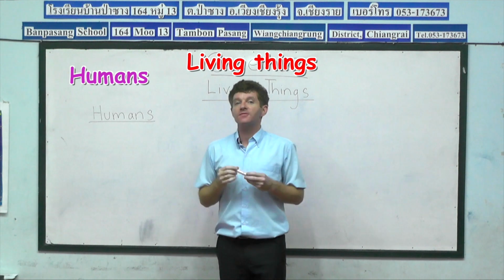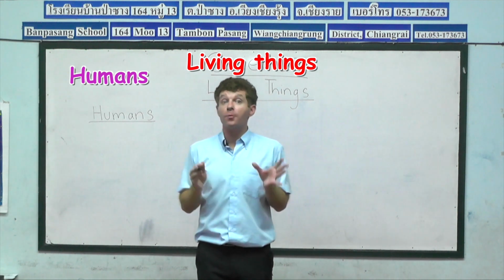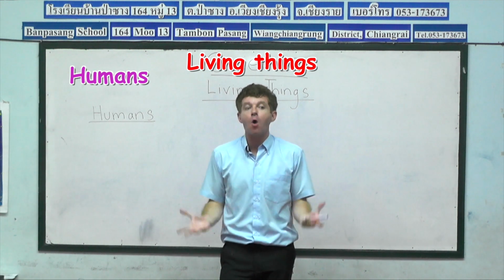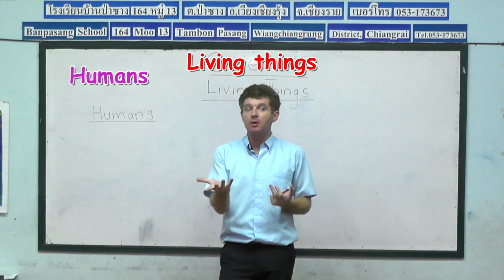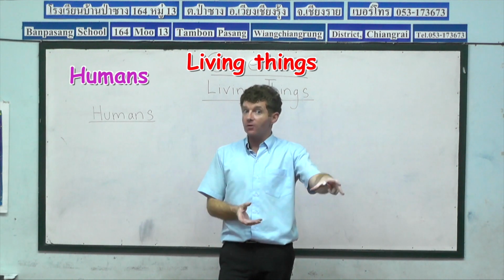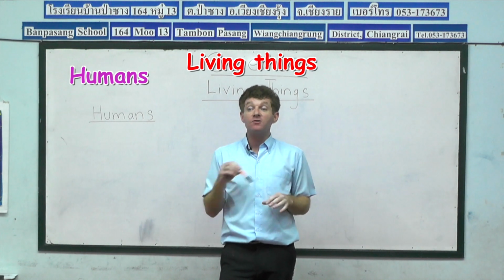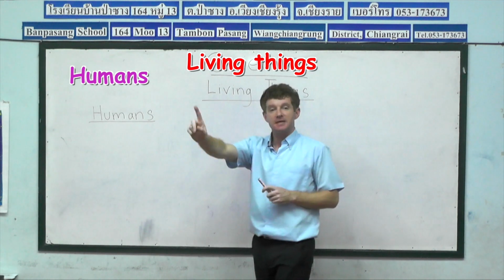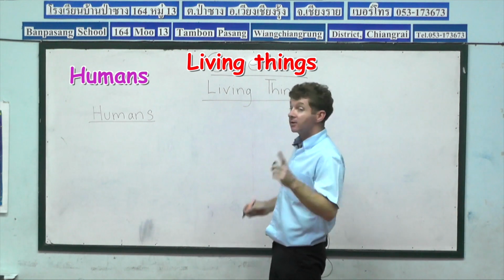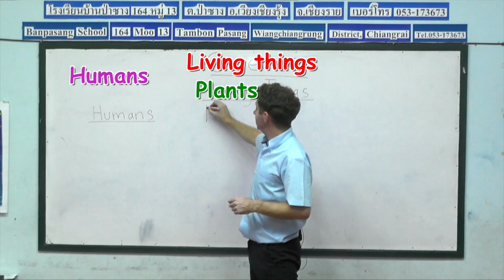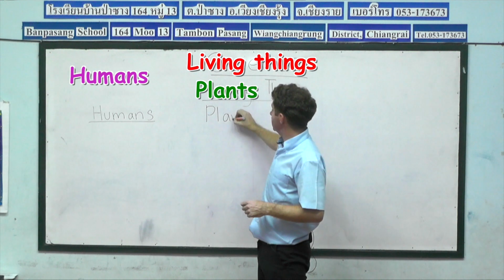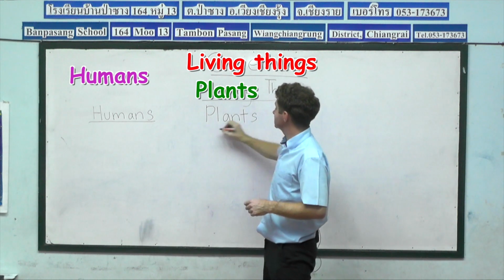Then we learned about a type or a group of living things that grow. They grow out of the ground. We have to water them and they can produce their own food. Does anybody remember? Plants. Excellent. Well done, Pakbun. So plants, P-L-A-N-T-S. Plants.